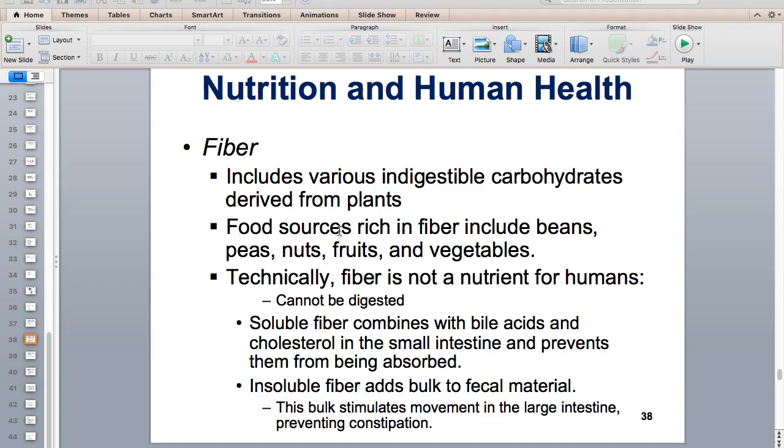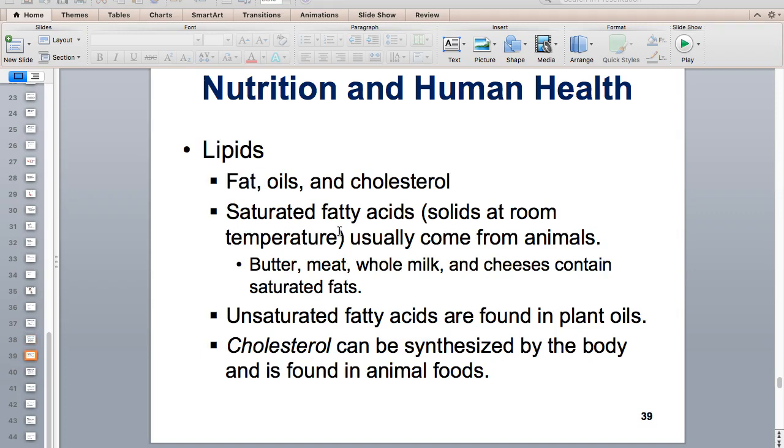Because it's not a nutrient, it can't be digested. However, it helps get things out and push things through that GI tract that need to move out through the feces. Okay, so that's why it says it adds bulk to the fecal material. Super important. Again, you're not getting nutrition from it, but it's super important for proper function of the digestive system. You need to be able to digest your foods, but you also need to eliminate the waste. Okay. All right. Next, lipids.